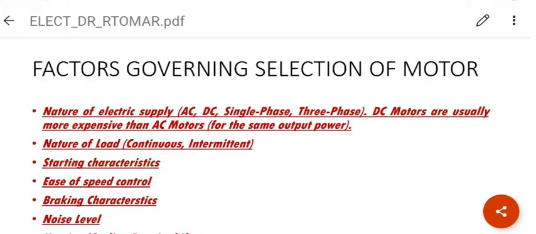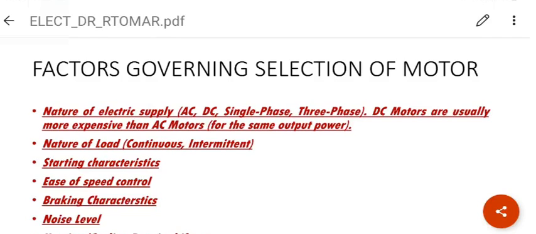Now, related topic is how to select motor for various practical applications. And a couple of slides are there in this PPT that address that issue. First of all, you will look at the nature of the electric supply, whether it's AC or DC, and in case of AC, is it single phase or three phase. Based on that, the choice of motor will be obvious. DC motors are generally more expensive than AC motors, assuming same output power approximately.